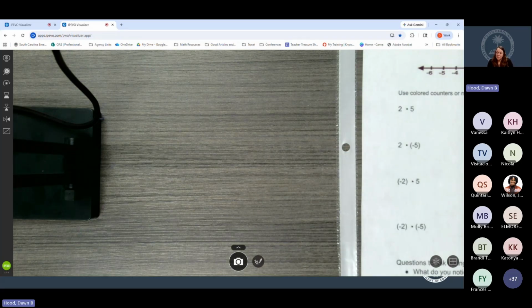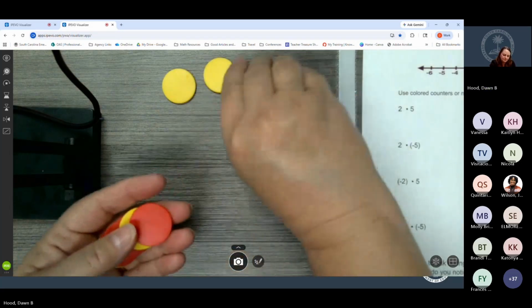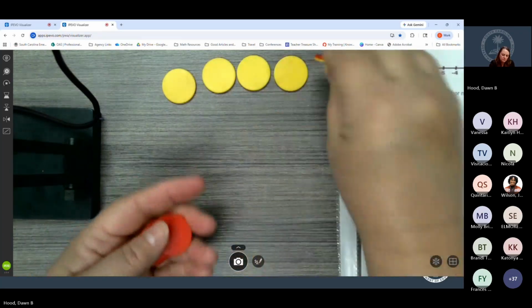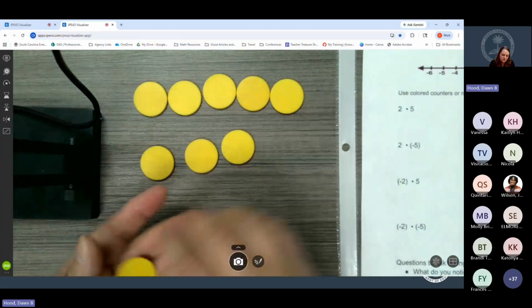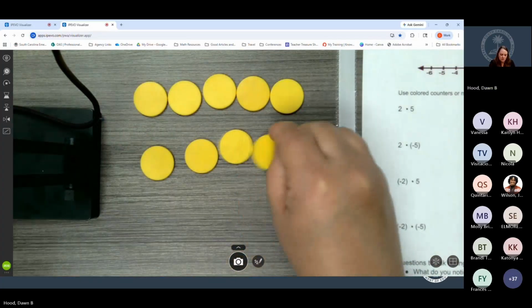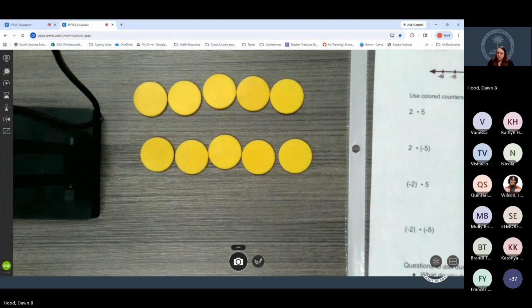All right. So we want to think of this as groups of when we're talking about multiplying with negatives. So 2 times 5 means 2 groups of 5. It's positive 5, so I want 2 groups of positive 5. So show my 5 and 2 separate groups. So 2 groups of positive 5 would be positive 10.